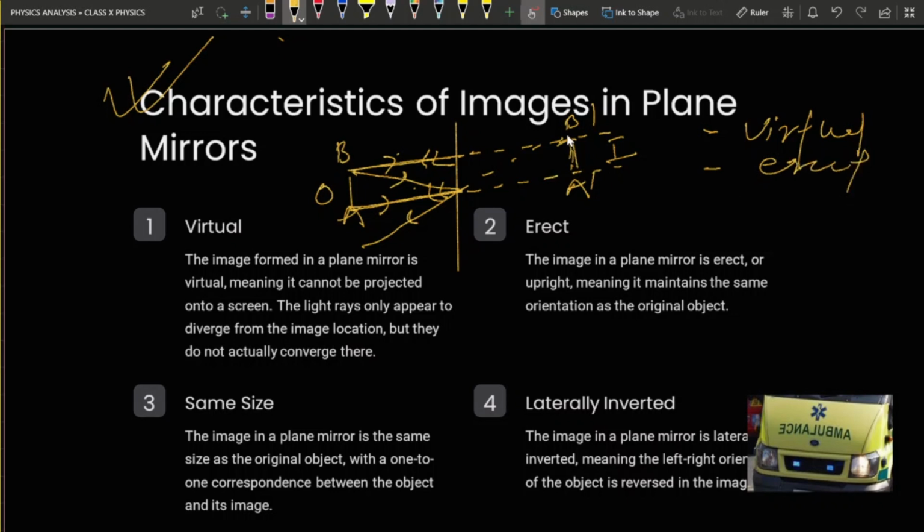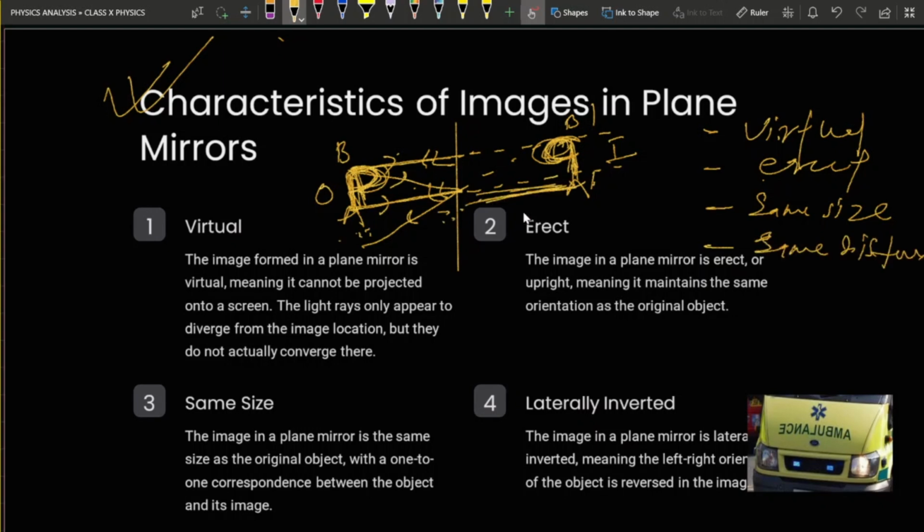You can see the object is erect. If this is P, then this is the image. This is erect, of course, right? So if this is P, then this is also the image. The image formed in a plane mirror is virtual. The image is erect, and of the same size. The image is formed at the same distance, object distance is equal to image distance, right?